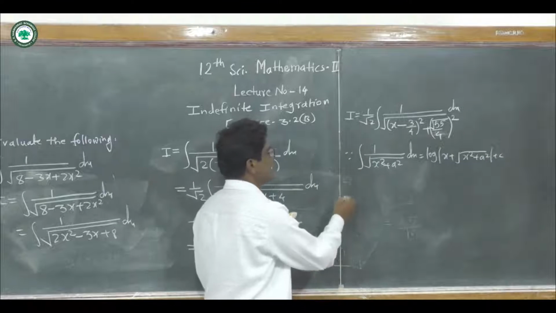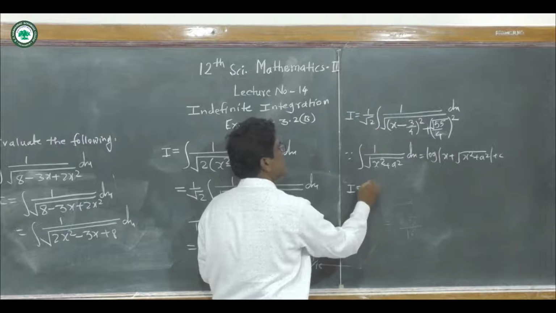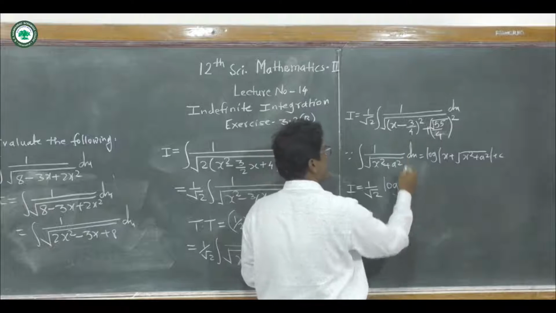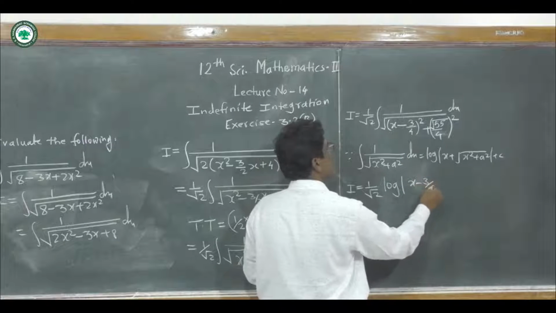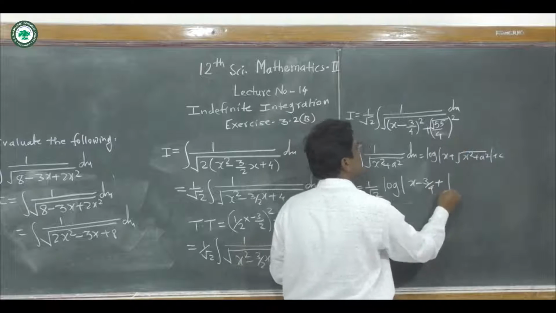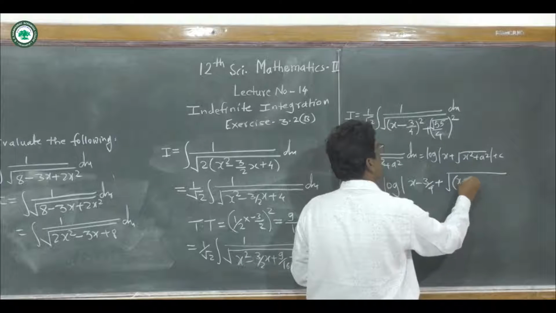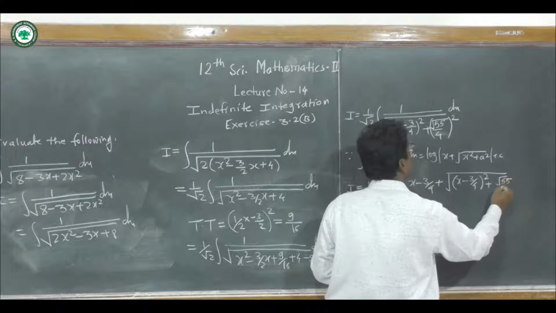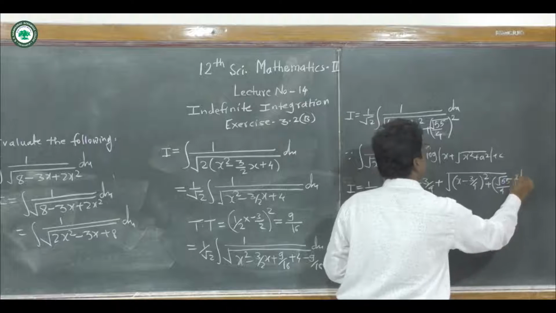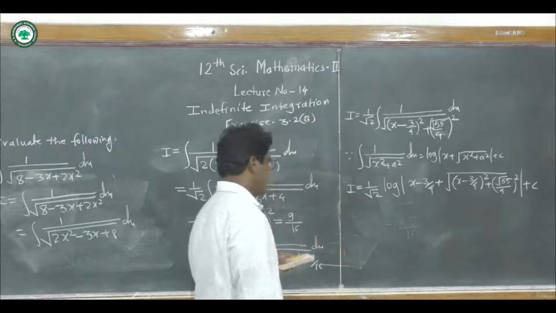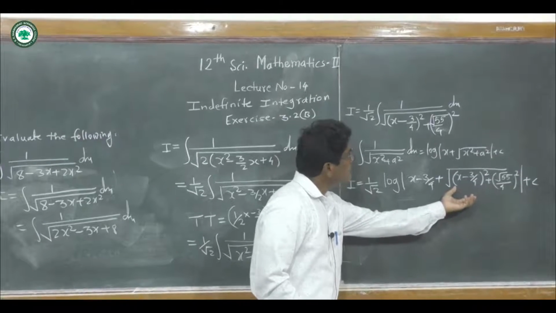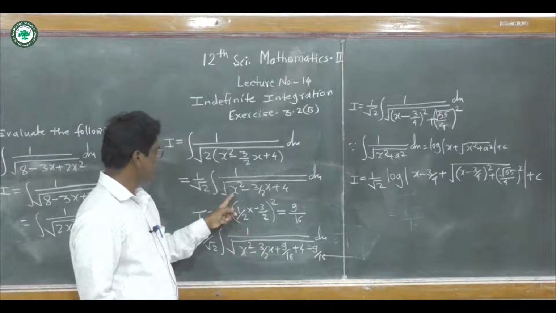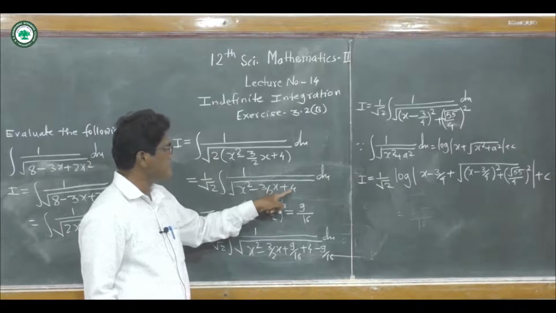And so the solution is I is equal to 1 upon root 2 as it is, into log of x, meaning this bracket, x minus 3 by 4, plus this root as it is, that is root of x minus 3 by 4 bracket square plus root of 55 upon 4 bracket square, plus constant of integration. Now this square root is nothing but root of x square minus 3 by 2x plus 4.